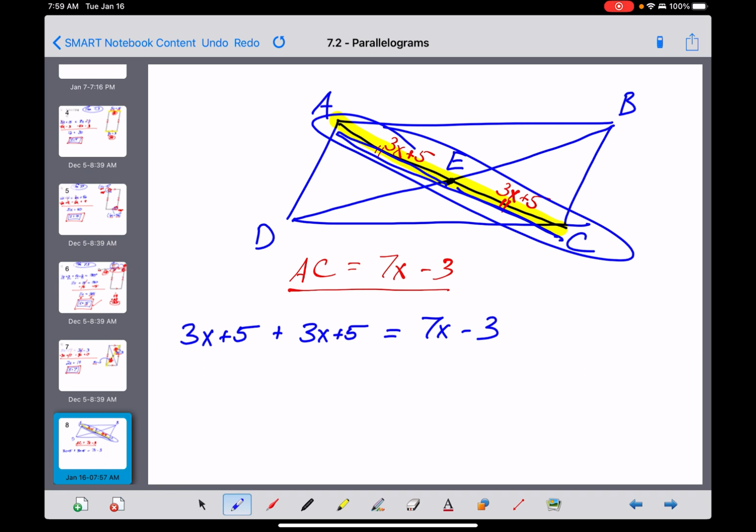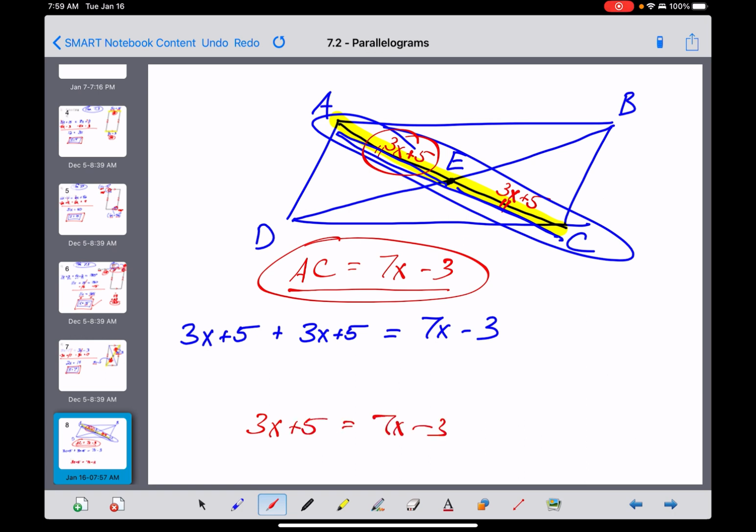So be on the lookout for problems like this where they give you the length of one of the half diagonals but also the length of the entire diagonal. And you can't just set 3x plus 5 equal to 7x minus 3, because then you'd be telling me that this piece right here was the same length as this entire diagonal, and that wouldn't make any sense. So watch out for that.